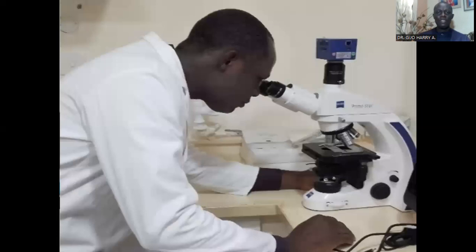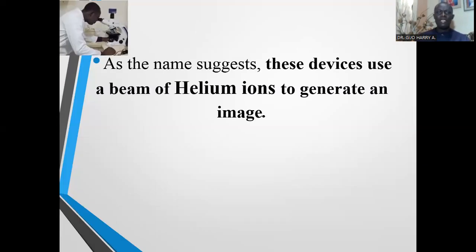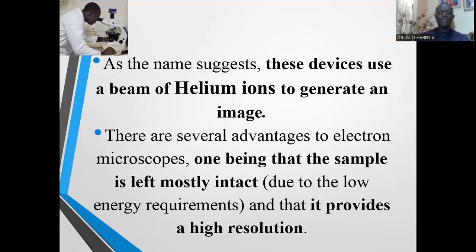Now, we first want to look at the scanning helium ion microscope, abbreviated as SHIM or HIM. What is a scanning helium ion microscope? As the name suggests, these devices use a beam of helium ions to generate an image.